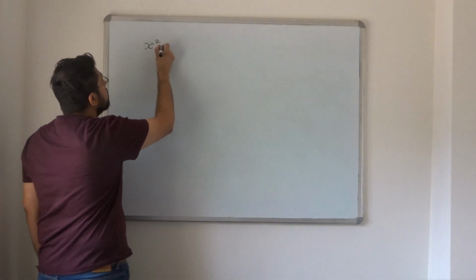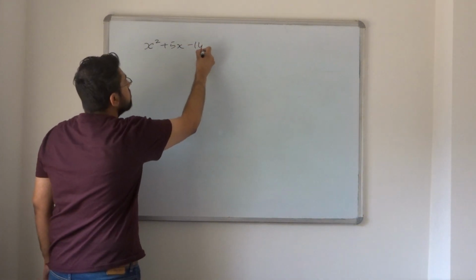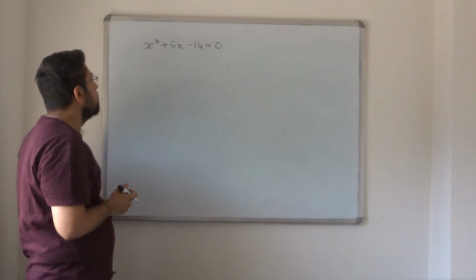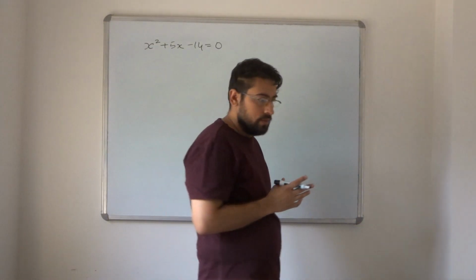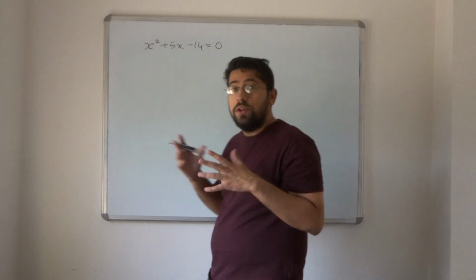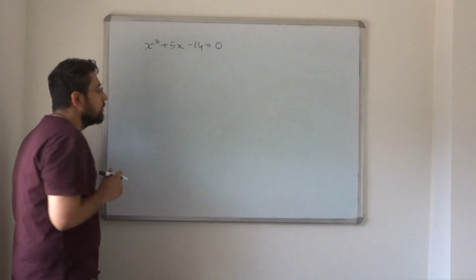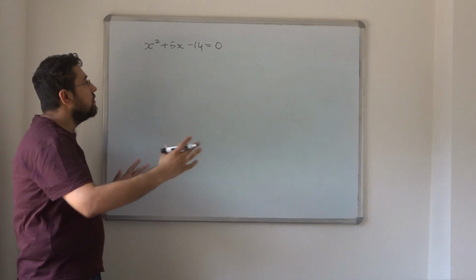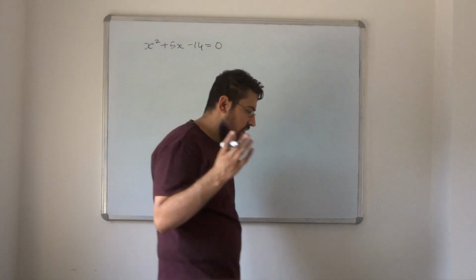So x squared plus 5x minus 14. Okay, so how will you do this now? Just try by yourself. I want you to try a little bit by yourself and then we'll do it together. At least start off by yourself and then we'll solve it together. I'll give you 2-3 more seconds.